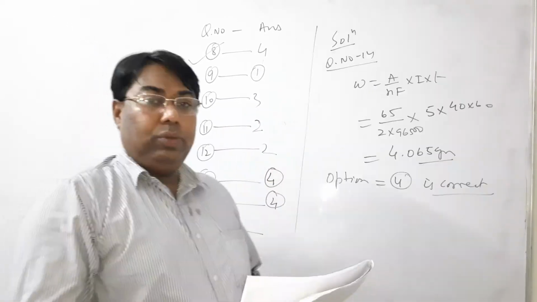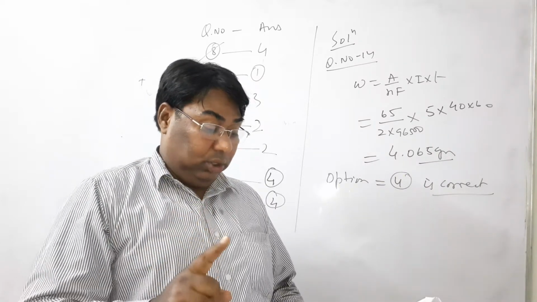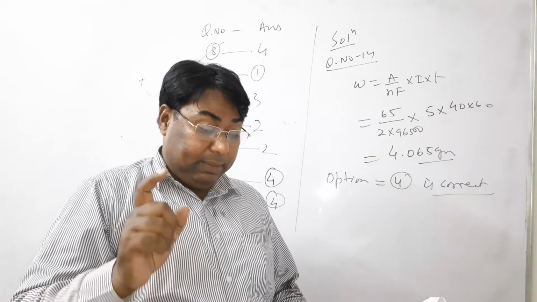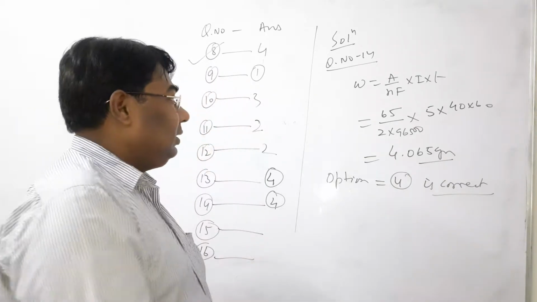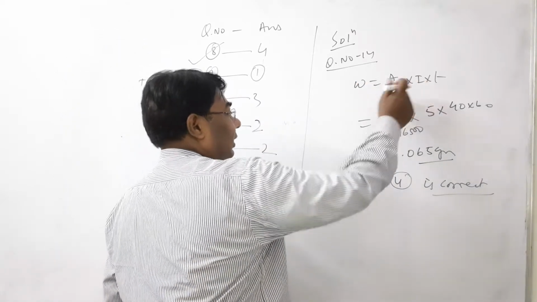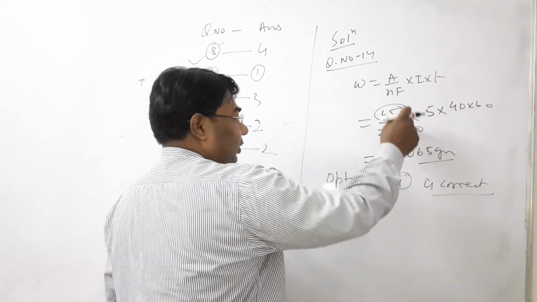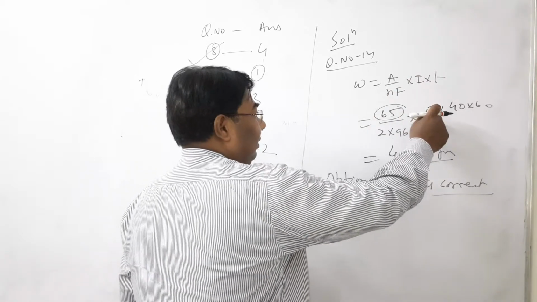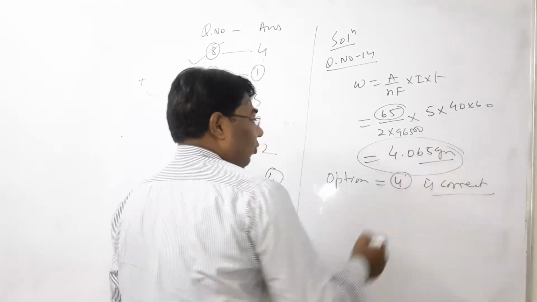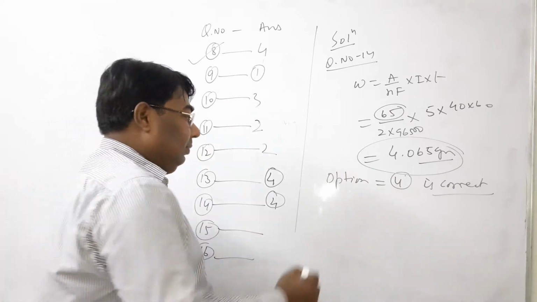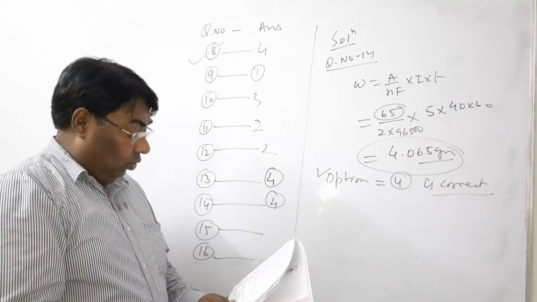Understand? Question number 14 is: a 5 ampere current is passed through a solution of zinc sulfate for 40 minutes. The amount of zinc deposited at the cathode is. Now apply Faraday's law of electrolysis. W is equal to A by NF into I into T. A of zinc is 65, N valency is 2, F is equal to 96500, I is 5 ampere, T is 40 minutes, that means you convert into seconds by multiplying by 60, and after calculation the value is 4.065, so option number 4 is correct for question number 14.